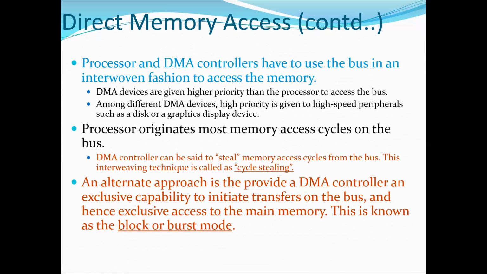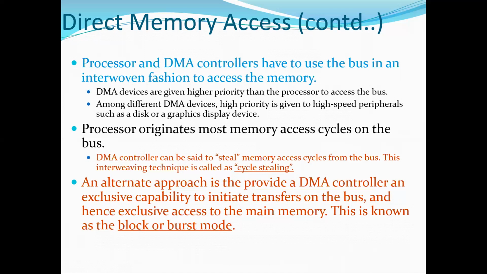The processor originates most memory access cycles on the bus. So most memory access cycles are originated by the processor. What is DMA doing? DMA is also using some of the memory access cycles. So we say DMA is stealing some of the memory clock cycles from the processor. This is called cycle stealing. The DMA controller can be said to steal memory cycles from the bus, and this interweaving technique is called cycle stealing.